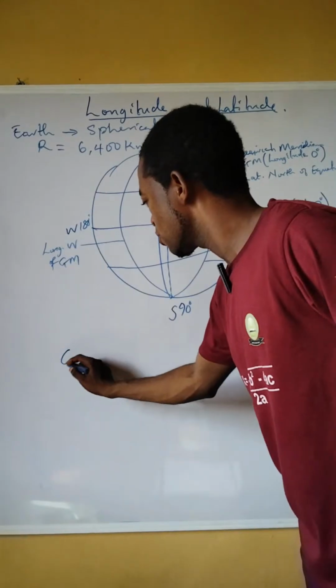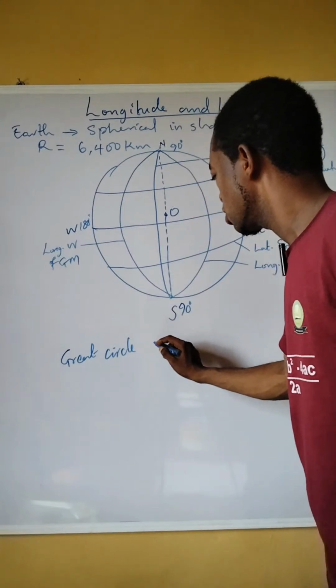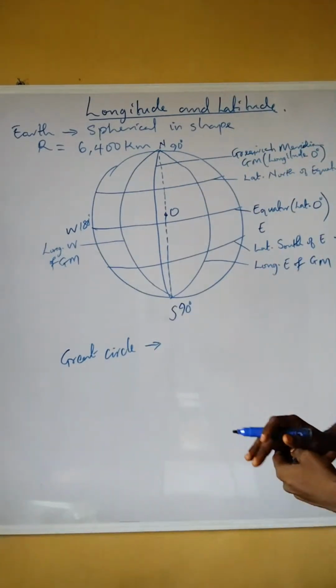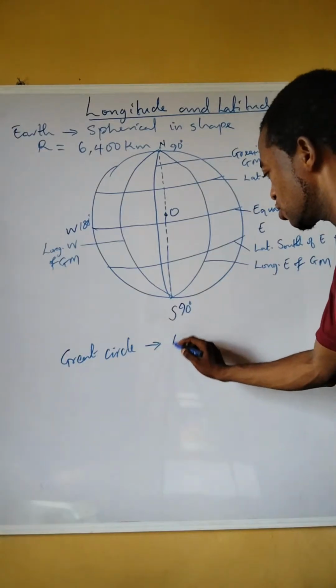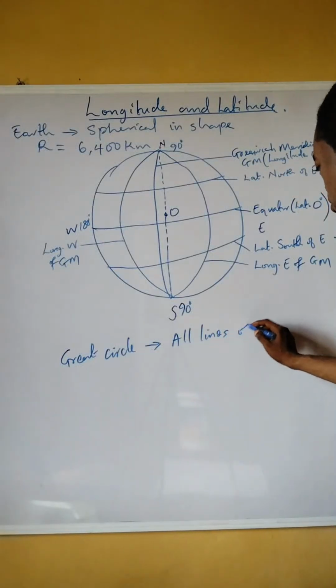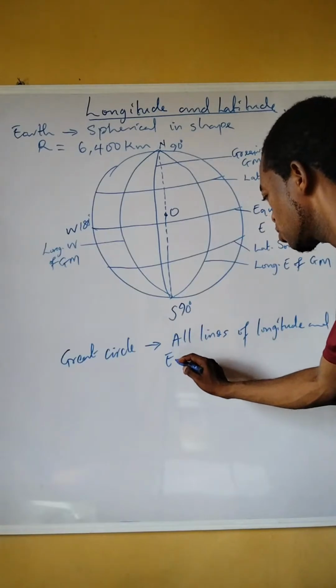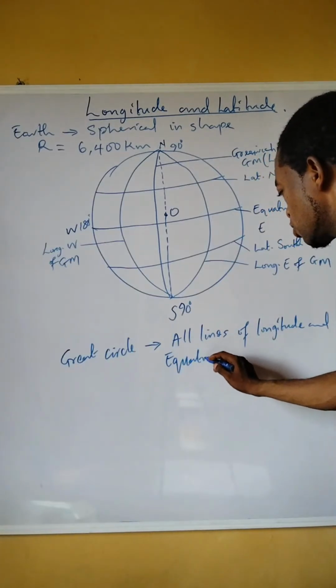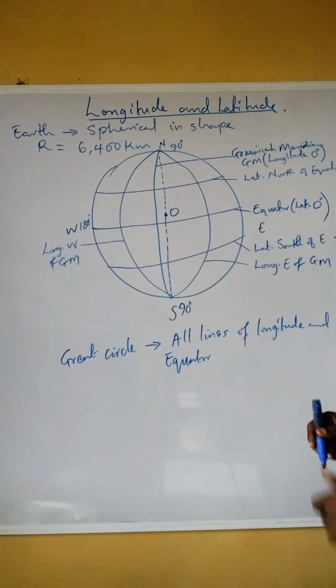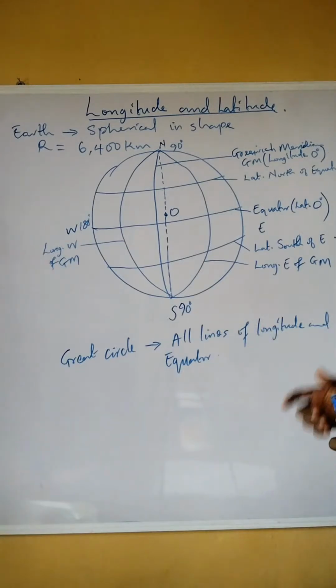Now this is the basic understanding of the Earth's surface. Sometimes we use something called great circle and small circle. Whenever we mention great circle, all lines of longitude are called great circles, and the equator is also a great circle.